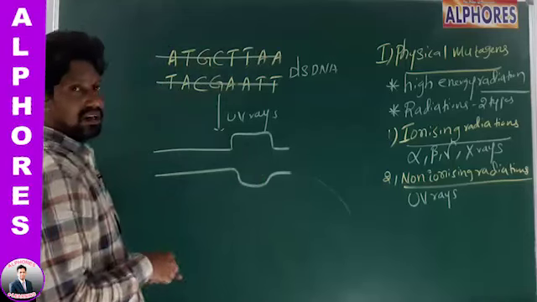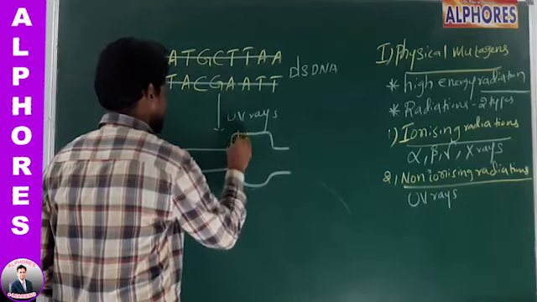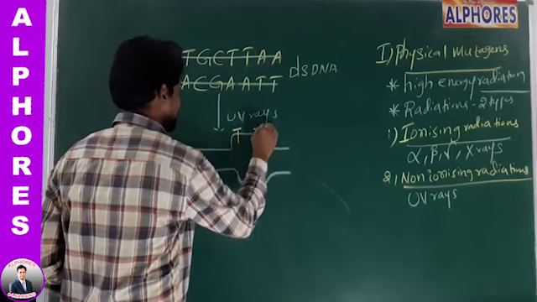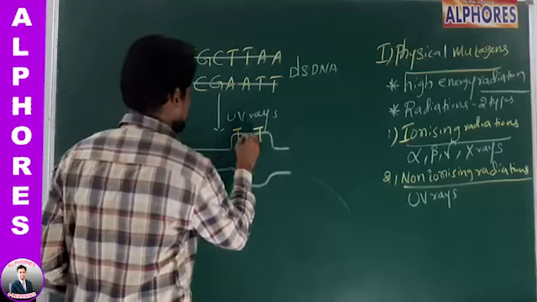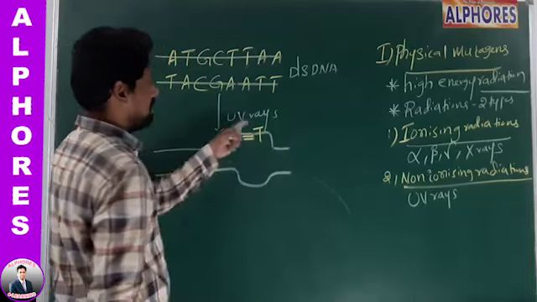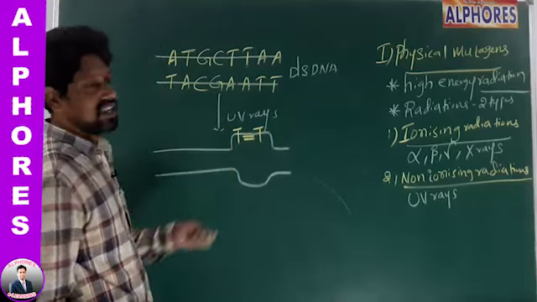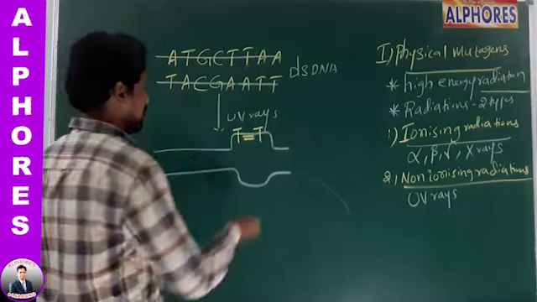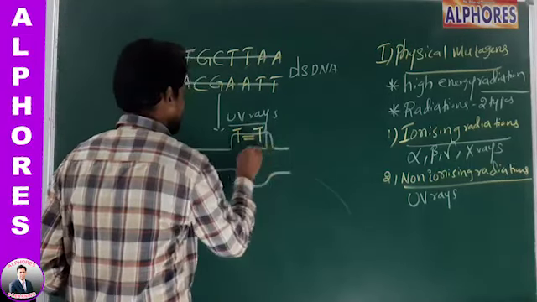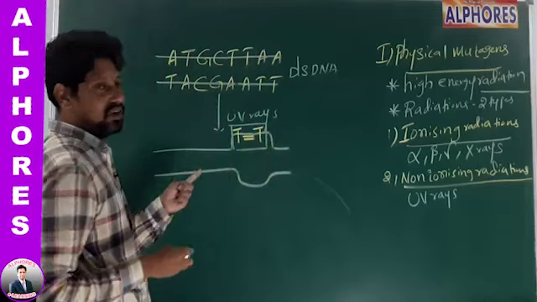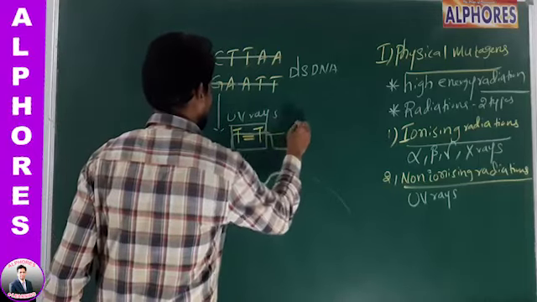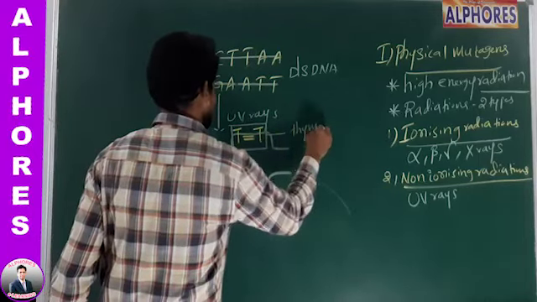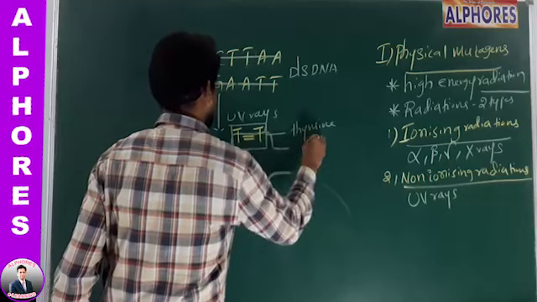Right, see here, sir, what is there? T is there. Here what is there? T is there. Between these two T's, are they on the same strand or different strands? Same strand. Okay, bonds are formed, by which a dimer is formed. Which dimer, sir? This is a thymine dimer.